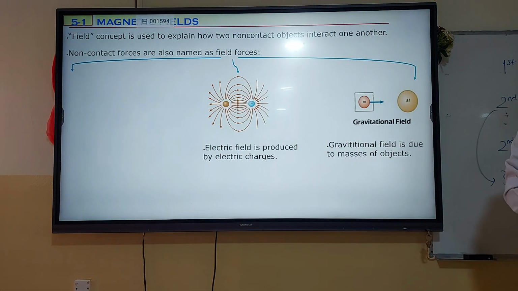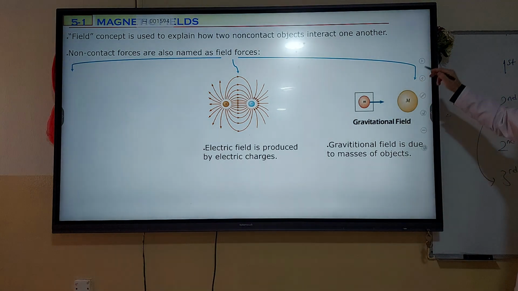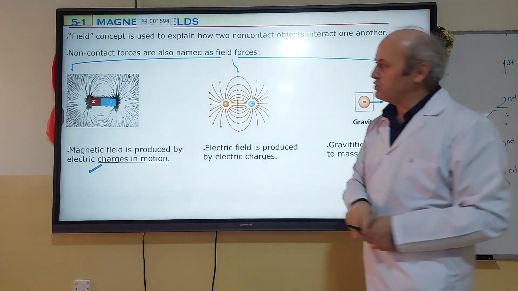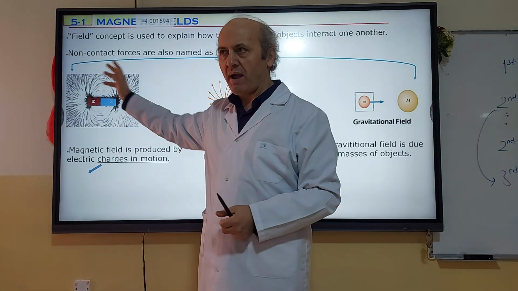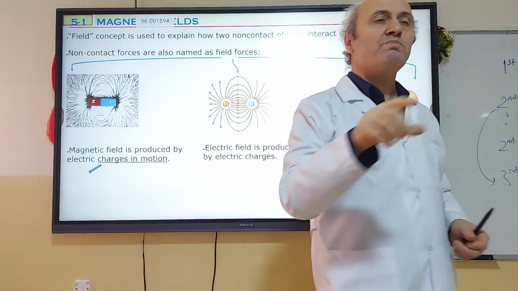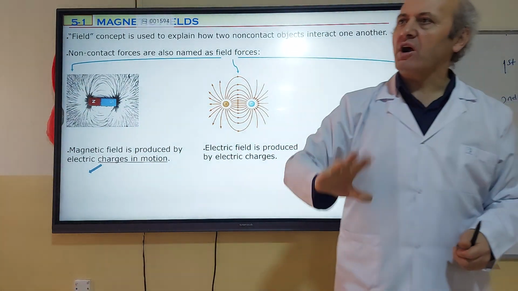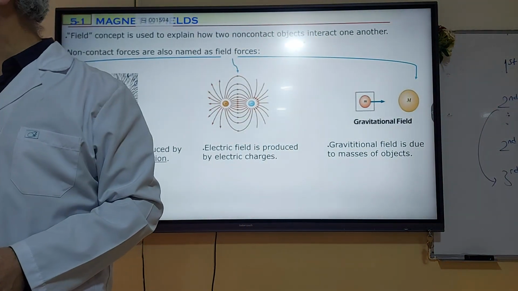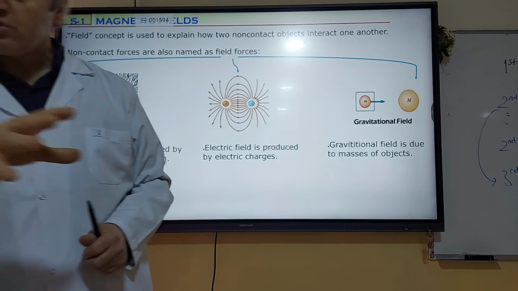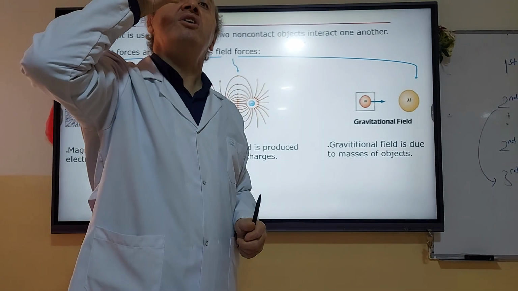Now the third one is coming. The third one is magnetic force. A magnetic field is produced around a magnet. But what is the difference between the electric field and the magnetic field? An electric field is produced by any charge: electron, proton, positive ion, negative ion, positively charged substance, negatively charged substance. All of them produce an electric field if they are charged.